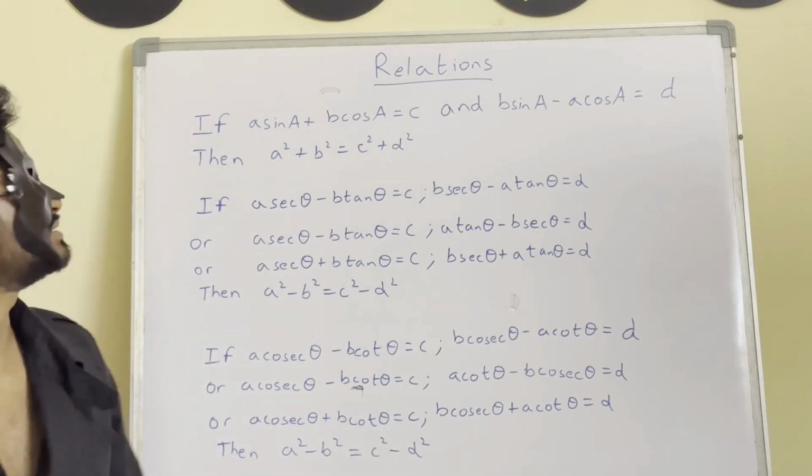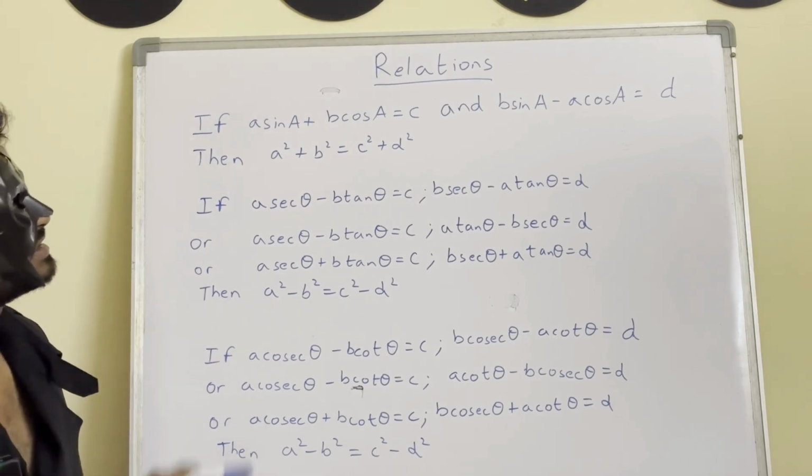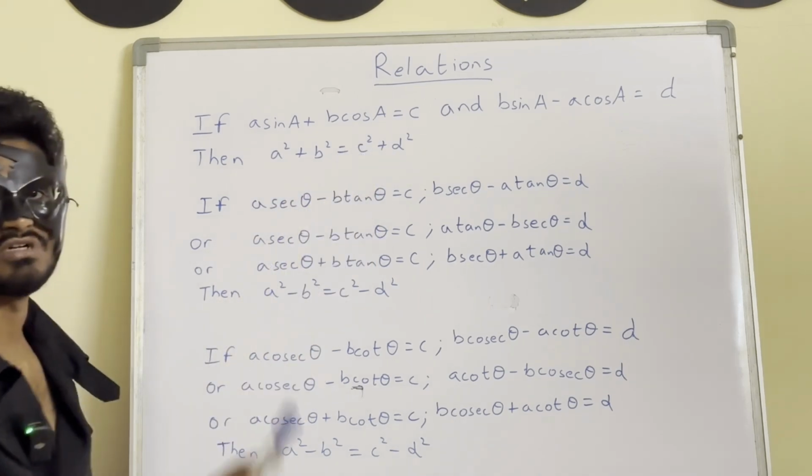Hi superhumans, let's continue to solve trigonometry questions which appeared in SSC CGL 2023 Tier 1 and also learn relevant concepts based on it. The other important relations are: if A sin A plus B cos A is equal to C and B sin A minus A cos A is equal to D, then A square plus B square equals C square plus D square.